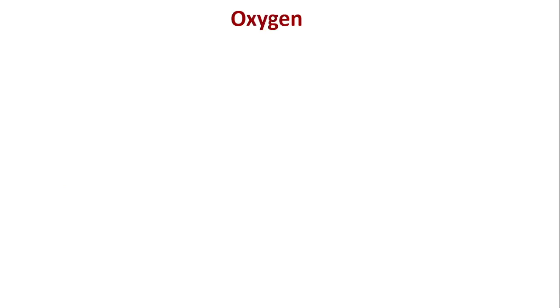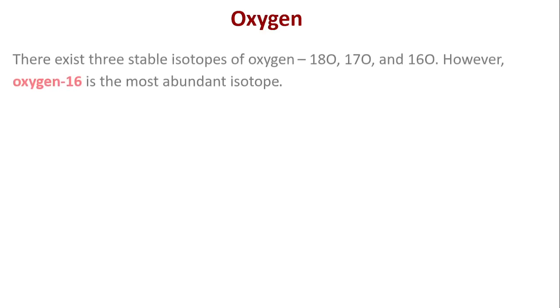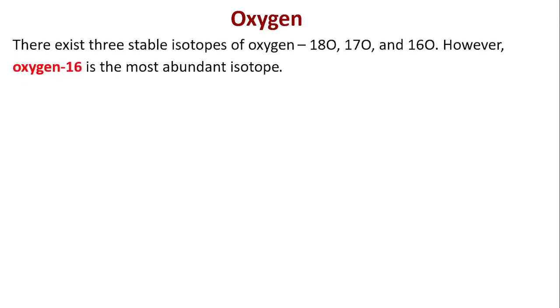So the other one we can talk about is oxygen. When you talk of oxygen, there are 3 stable oxygen isotopes. We have oxygen 18, oxygen 17, and oxygen 16. But oxygen 16 is the most abundant. Remember, I'm putting the most abundant, so you are supposed to know the most abundant isotope of each element.